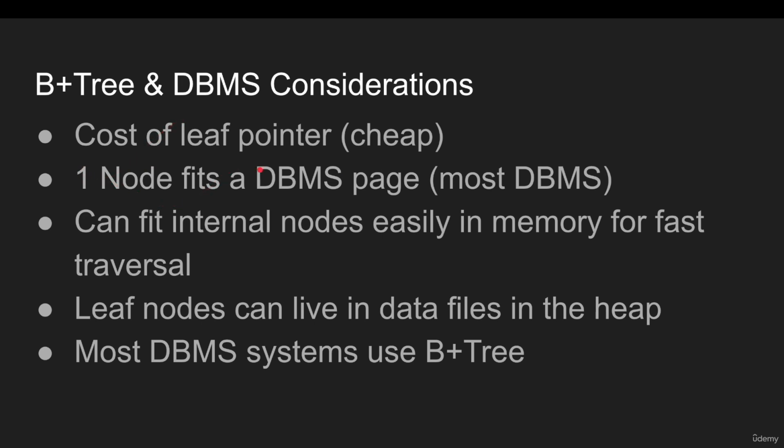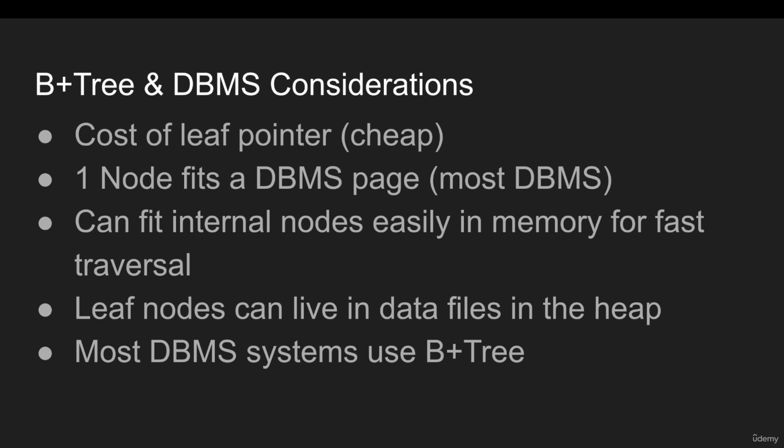One node fits a DBMS page, as I discussed. Most DBMSs do that. You can also fit internal nodes easily in memory for fast traversal, because the nodes are now tinier, I guess, right? You can fit a lot of elements in these internal nodes. You can fit these internal nodes in memory easier. So with traversal, a single IO will give you way more elements. As a result, it's way faster, right?